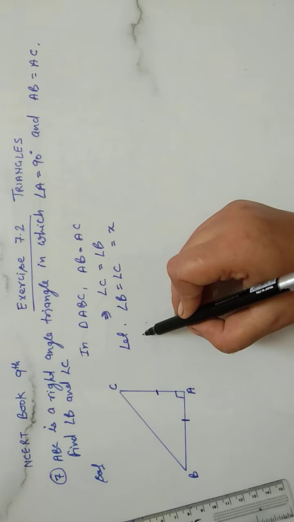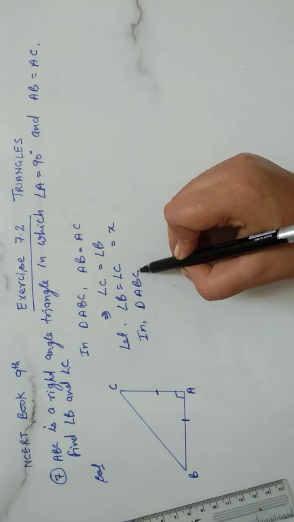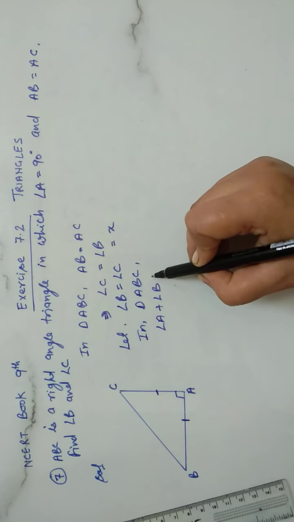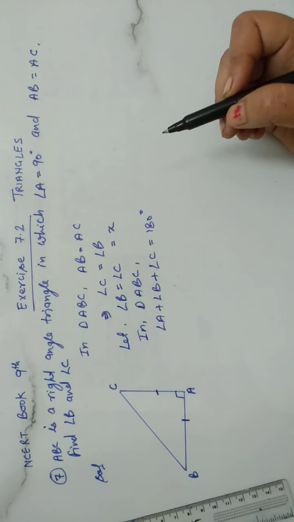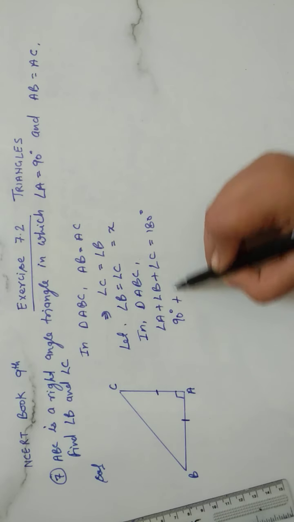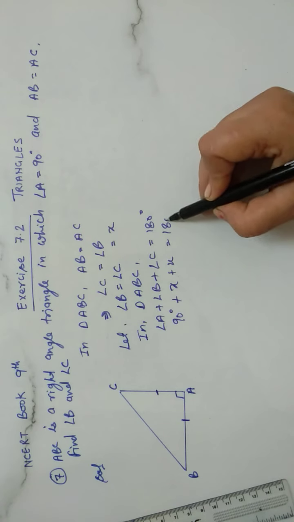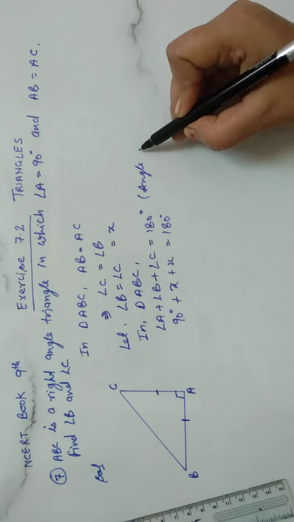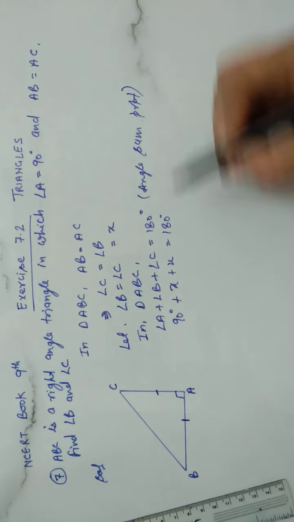Okay, now what will we take in triangle ABC? What we know is that angle A plus angle B plus angle C, the sum of all these three, is 180. Now angle A is given to us as 90. This is X and X. It is equal to 180. Do you know now why 180 is there? It is the angle sum property of a triangle.